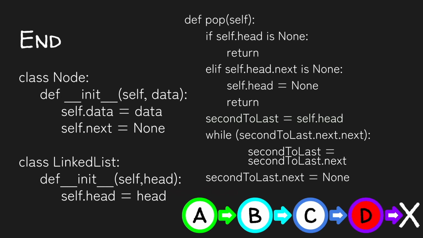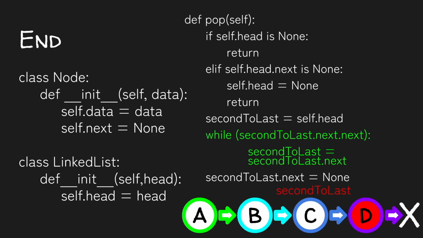Then, we define a variable called second to last and set it to the head of our linked list. And we keep on iterating through our linked list until the variable second to last is the second to last node in our linked list. We will know if we are on the second to last element in our linked list when the next element is none. In this case, our second to last node is C.